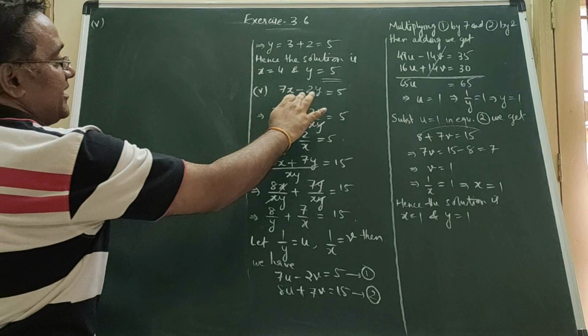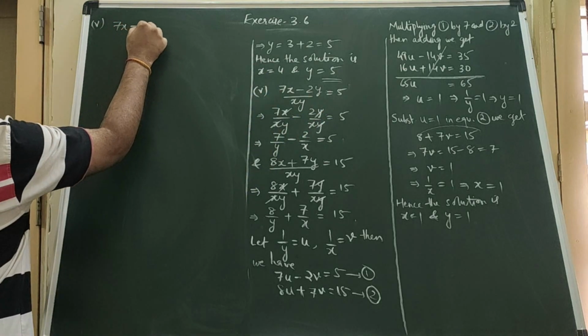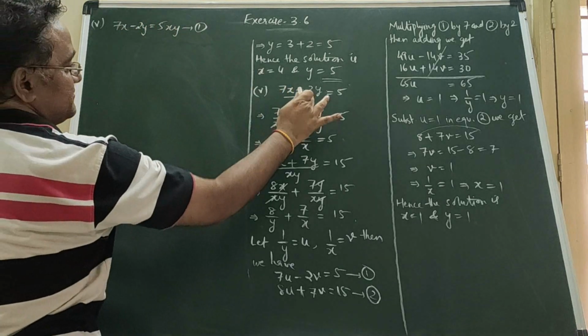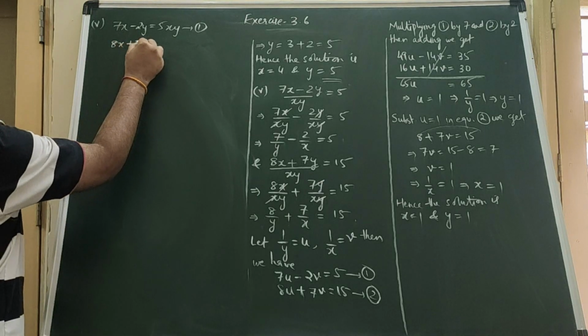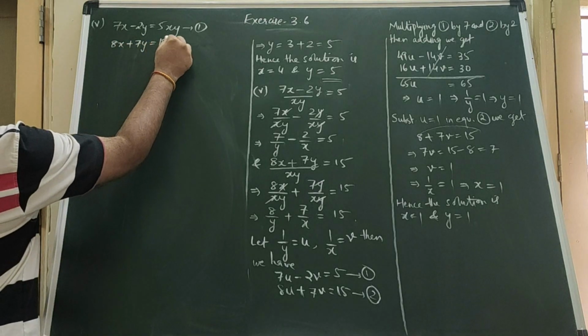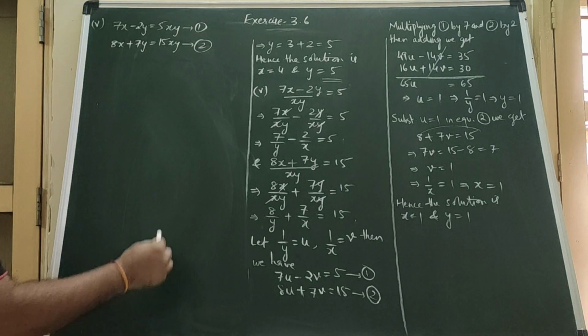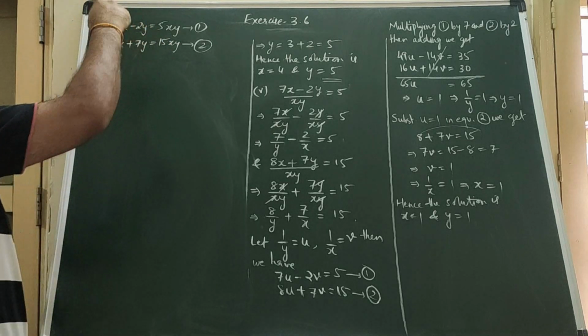Okay, so our equation is 7x minus 2y is equals to 5xy. This is first equation. And second equation is 8x plus 7y is equals to 15xy. This is second equation. Okay. So I am going to multiply this by 7 and this by 2 and add it.